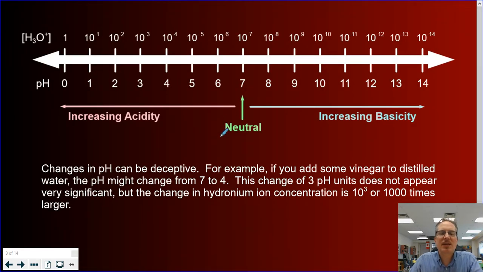So if we take a look at this, changes in pH can actually be extremely deceptive, and I understand quite easily why it's so tricky for most students. So let's pretend we have a solution of pure water and we're going to add vinegar to it. So we are going to change the pH from 7 down to 4. This movement of 3 pH units seems like a very small amount in that it's not going to be very significant. However, when you think of it in terms of the hydronium ion concentration, it's going to have a very significant difference. So let's take these concentrations and put them into real numbers.